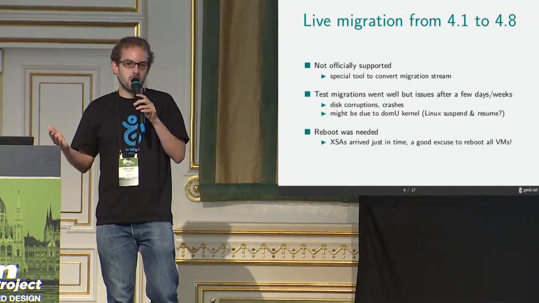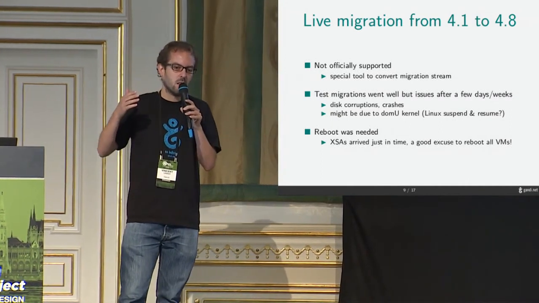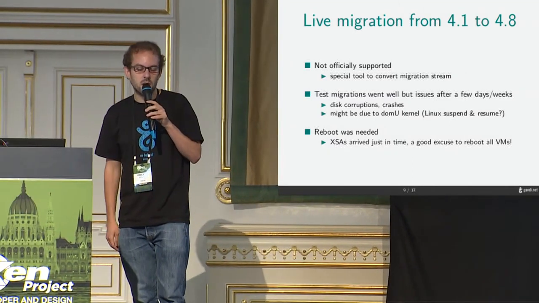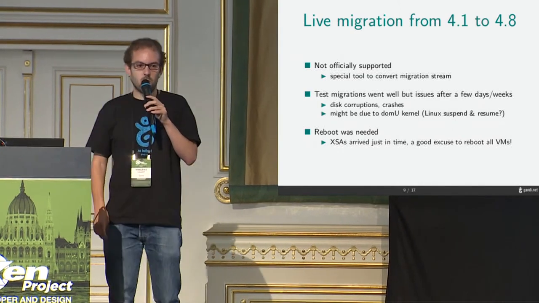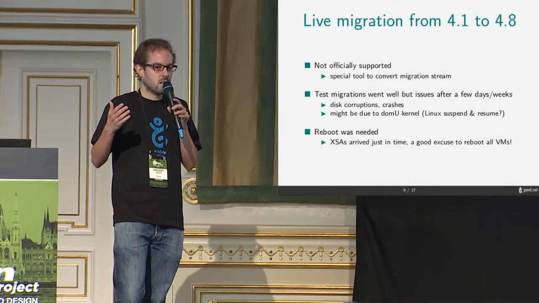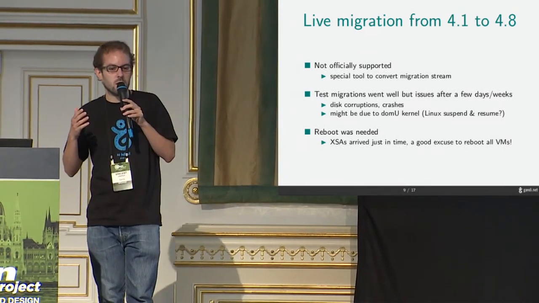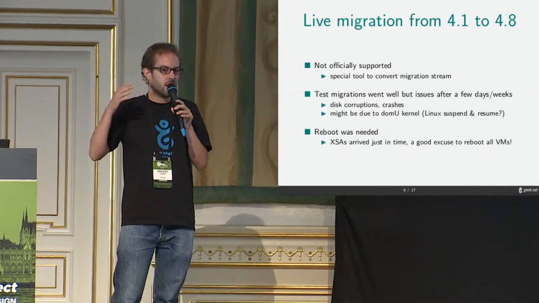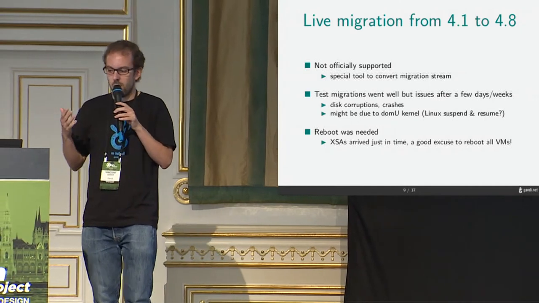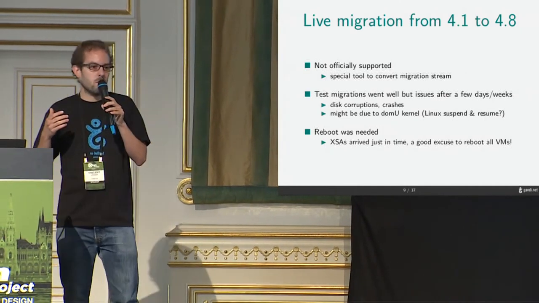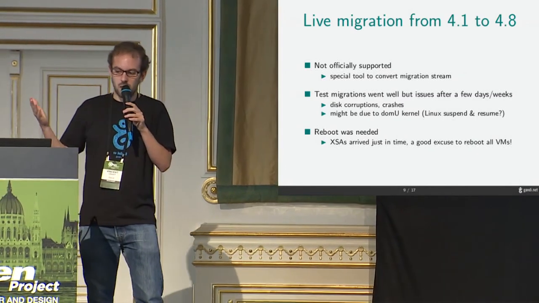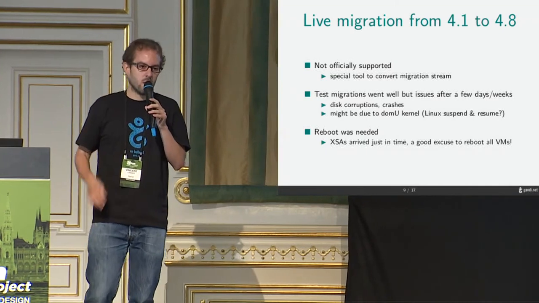So the VMs migrated fine. The VMs seemed to work fine. But after a few days and even a few weeks, we had some crashes, and we had some disruptions. And we tried to investigate. We did report those traces to the Xen devel mailing list, but it wasn't that easy to find what the issue was. We thought maybe in the guest kernel, maybe because the suspend and resume didn't work that well, there were some issues.